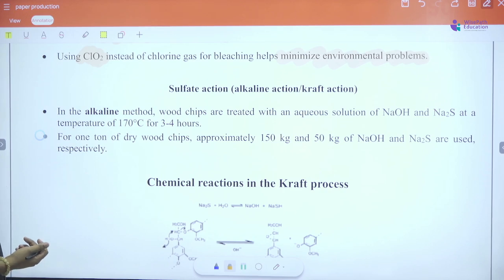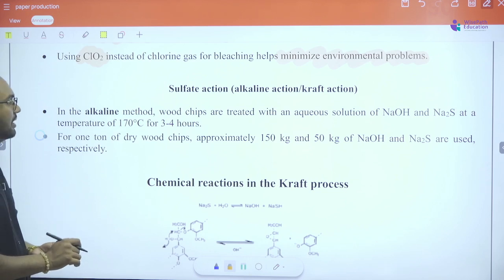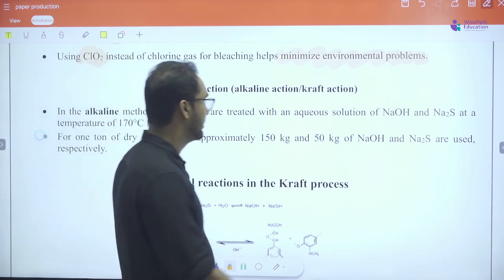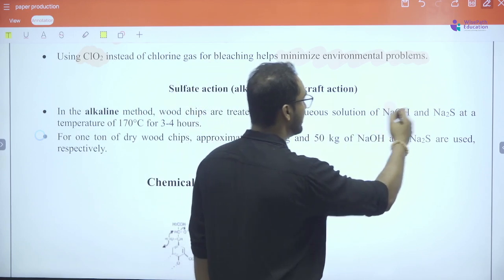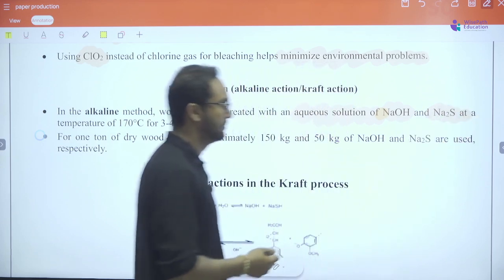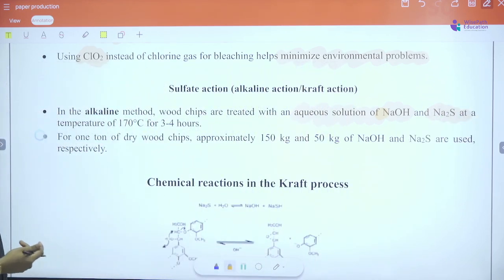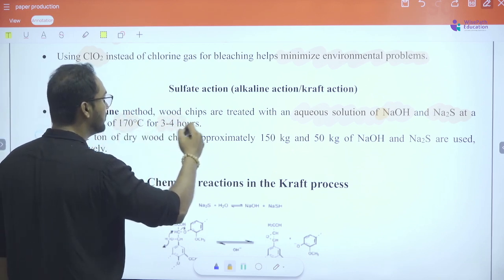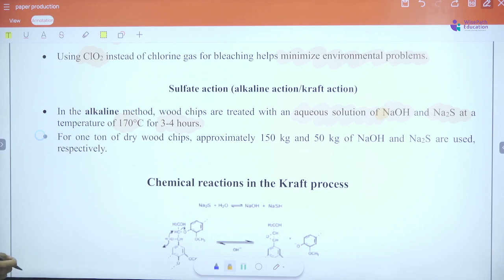Sulfate method. In the alkaline method, wood chips are treated with an aqueous solution of sodium hydroxide and sodium sulfide at a temperature of 170 degrees for 3 to 4 hours. So the wood chips are treated with an aqueous solution of NaOH and Na2S, sodium sulfide, at a temperature of 170 degrees Celsius for 3 to 4 hours, that is the treatment.